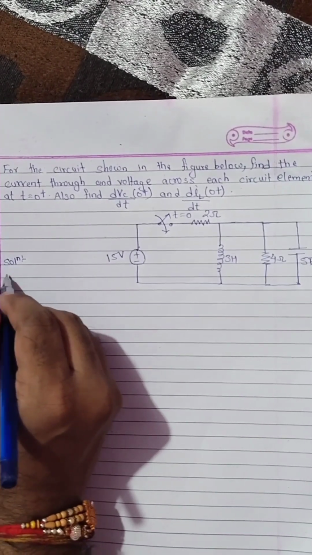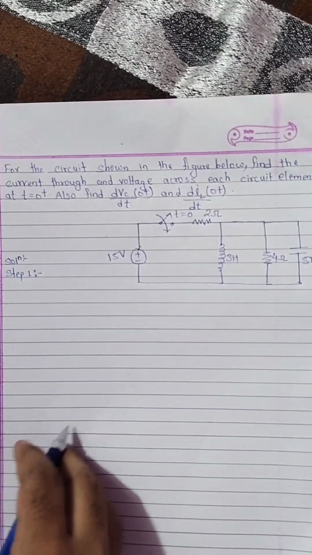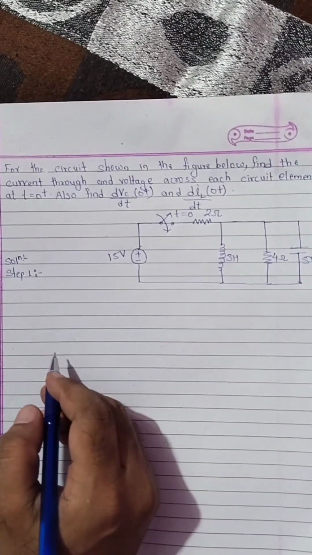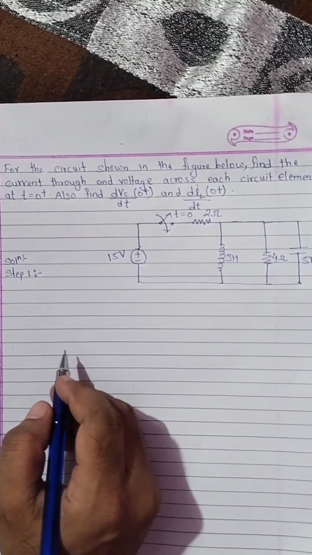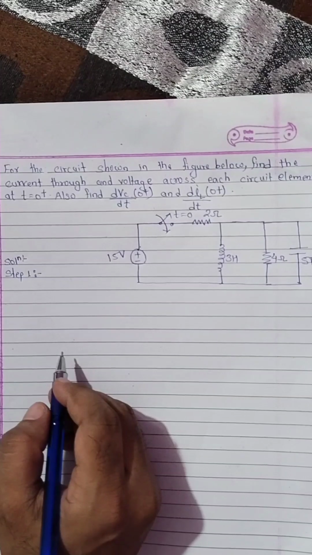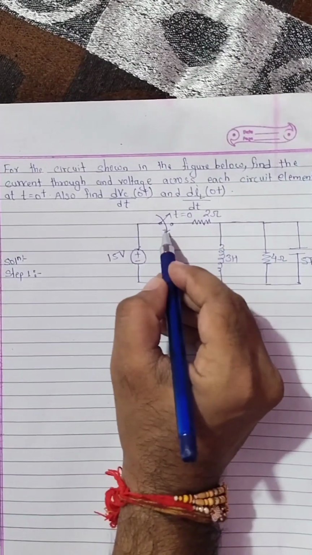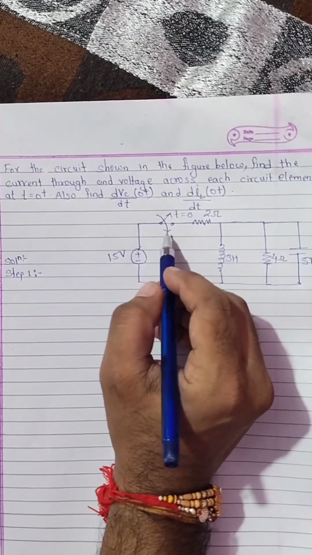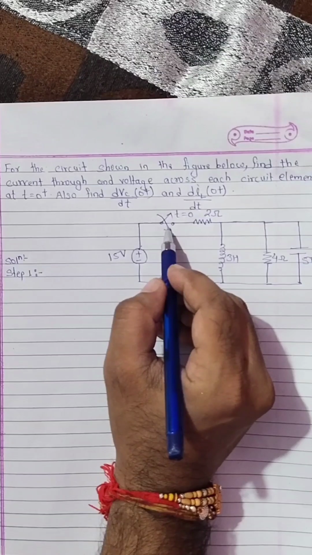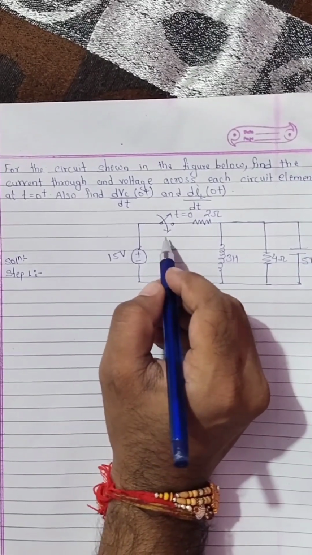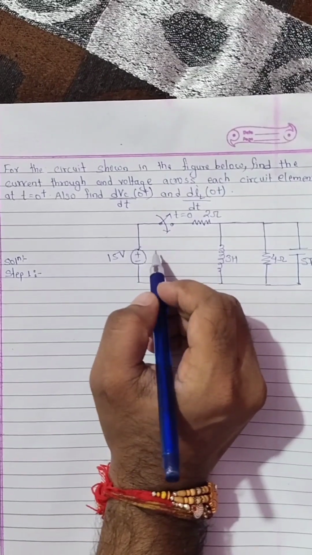First, step first. In step first, we are going to recognize whether the circuit is in energized condition or de-energized condition. For this, we have to look at the t equals to 0 minus circuit. At t equals to 0 minus, the switch is in open position. At t equals to 0 plus, the switch will be in closed position.